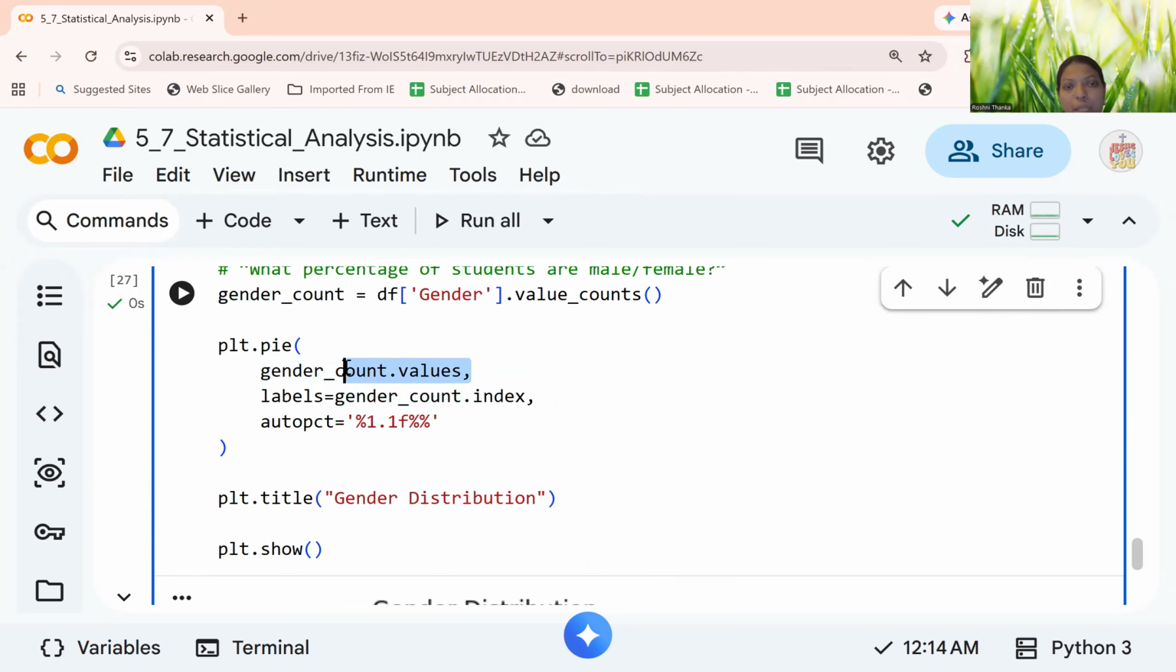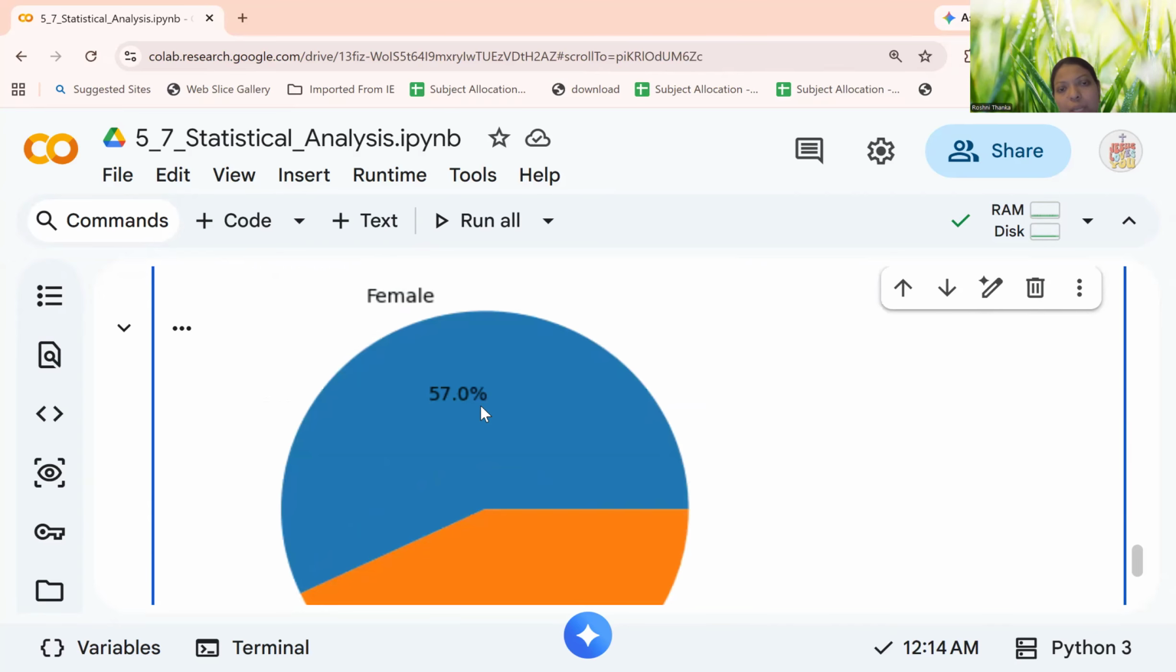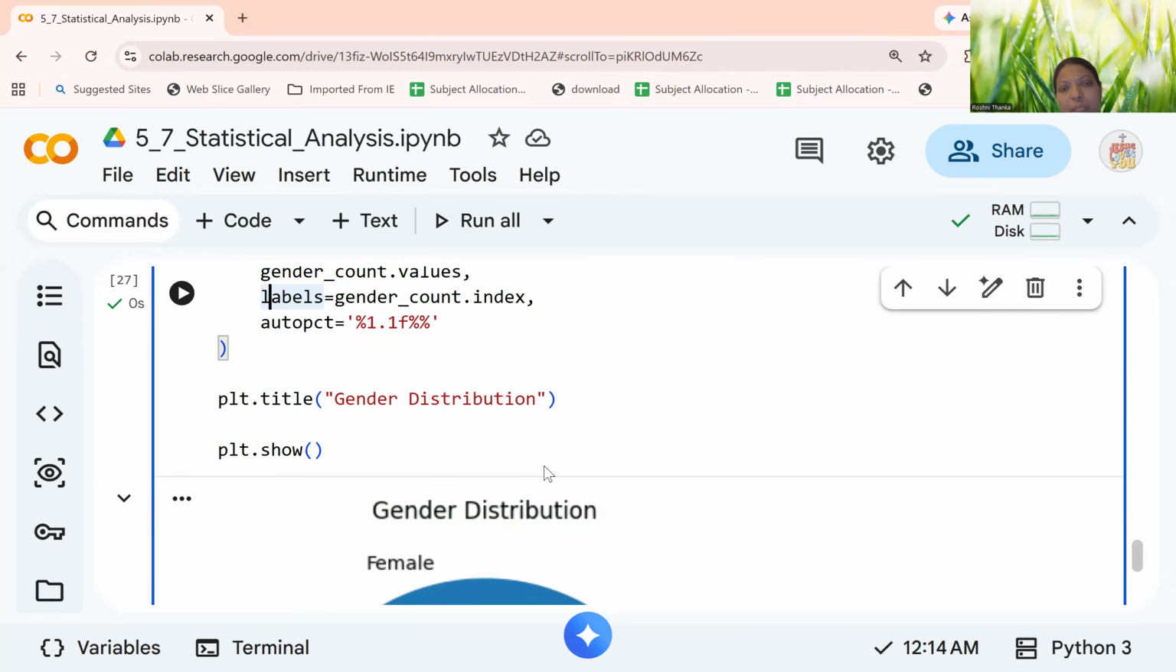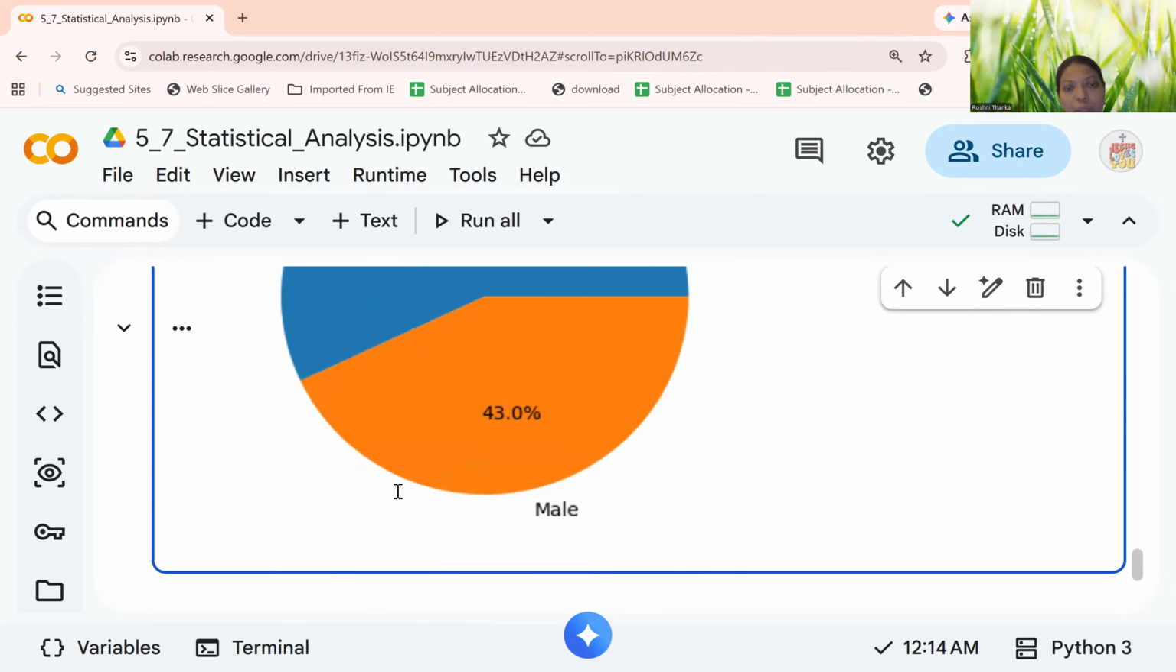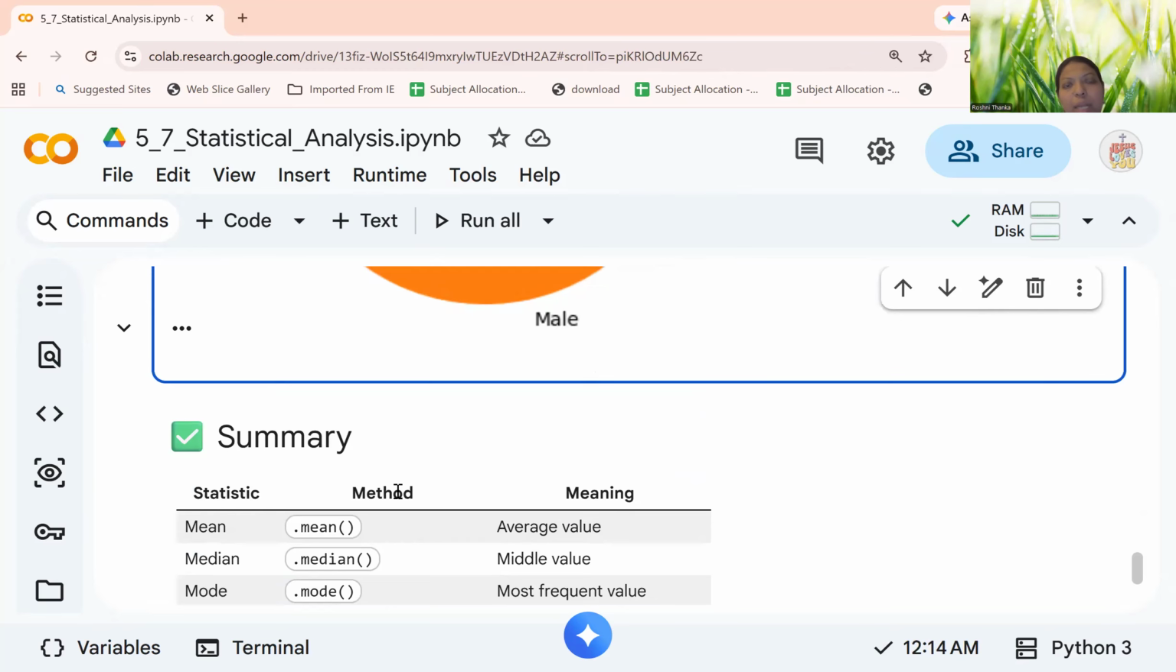So that is assigned as gen for the gender values, and for labels we have given the index, and autopct will give you the percentage. So how many percent are there in female, and how many percent are in male. This percentage is shown with one digit after the decimal point. That's all. So that's all about the statistical analysis.